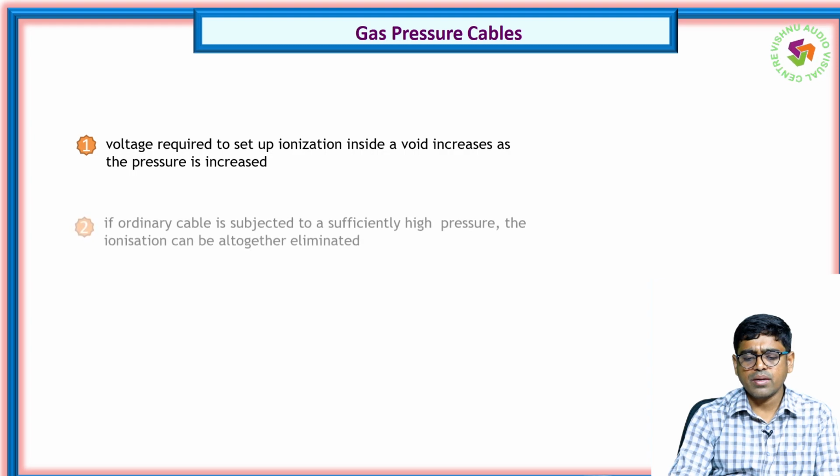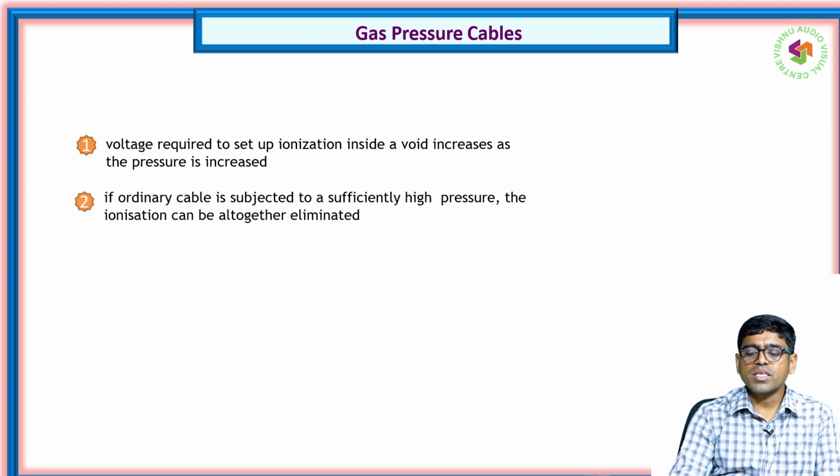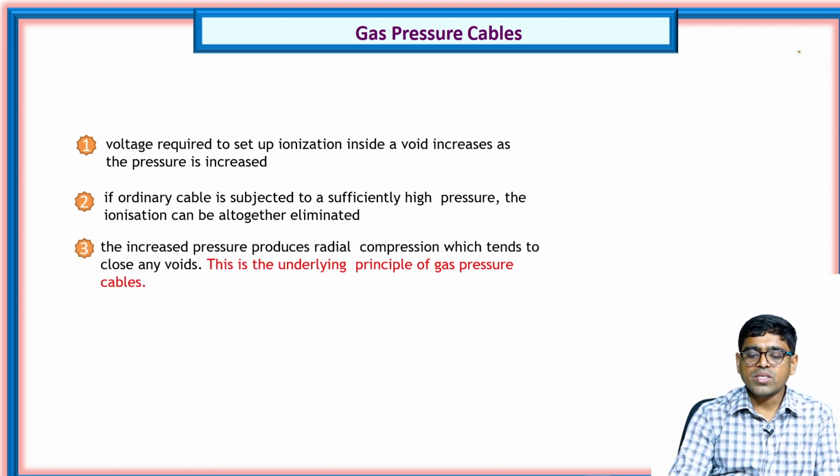Next is gas pressure cable. If an ordinary cable is subjected to sufficiently high pressure, the ionization can be altogether eliminated. The increase in pressure produces a radial compression which tends to close any voids. This is the underlying principle of gas pressure cable.